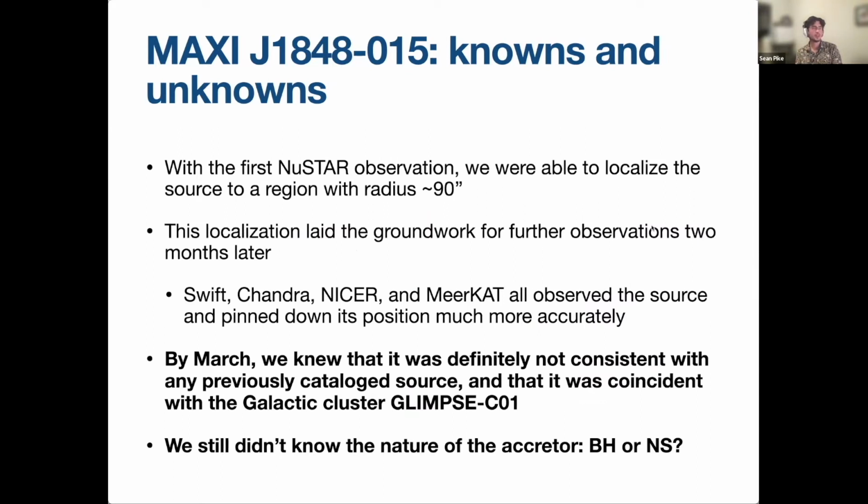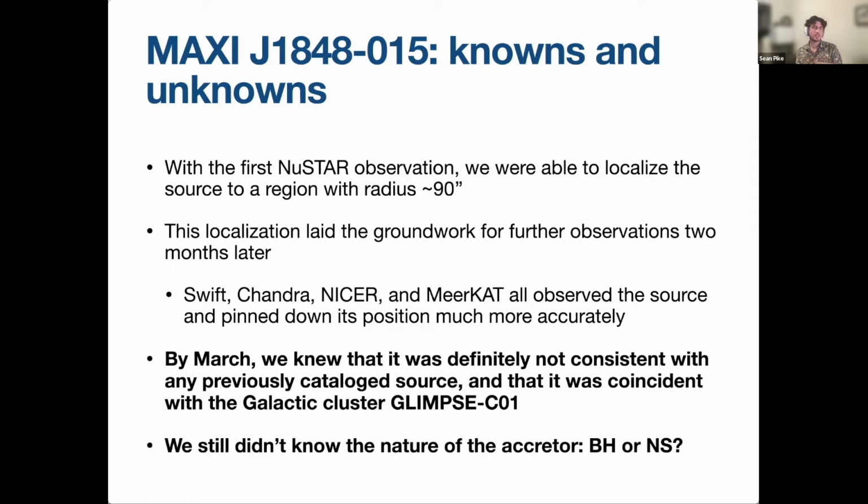So what were the knowns and unknowns about this source? At first, of course, MAXI has a big localization error, and so it was possible that this is actually a previously known source that's coincident in that error. So the first thing we wanted to do is to localize the source. With that first NuSTAR observation, we were able to localize it to a region of about 90 arcseconds. This made it look like, okay, this is probably a new source. There was a catalog source close to this region and slightly overlapping, but based on this first NuSTAR observation, it seemed that it was actually a new source.